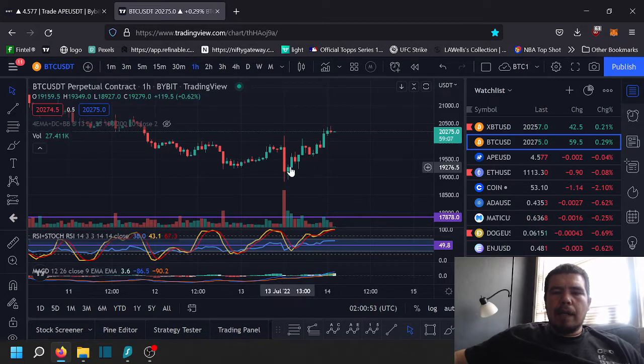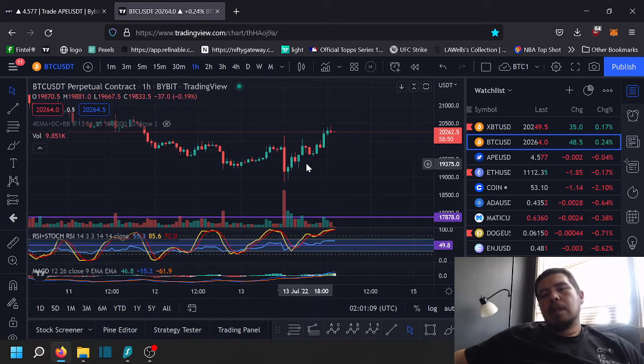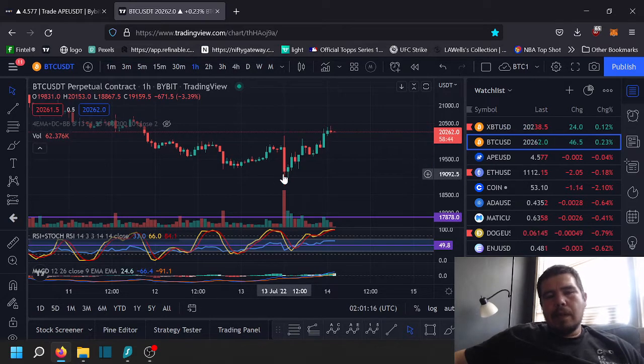So the green candles represent when the price goes above the previous candle, and it's above the price that it previously was before the candle, which represents a positive upwards motion, will represent a green candle. A red candle represents the opposite, which means the price went down.